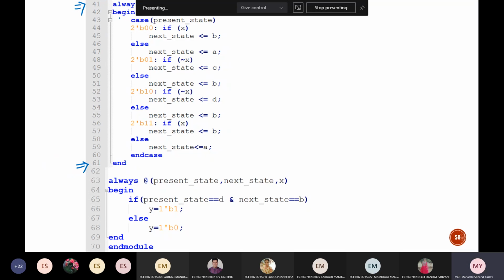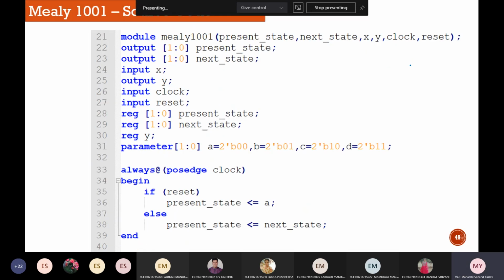Always at the positive edge of clock, or else you can check for present state, depending upon the variables that you are using. You need to check begin and end. So case, I'm checking for the present state. For 00, when input x is equal to 0, what will happen? When input x is equal to 1, what will happen? Please look at the state diagram and tell me the answer.